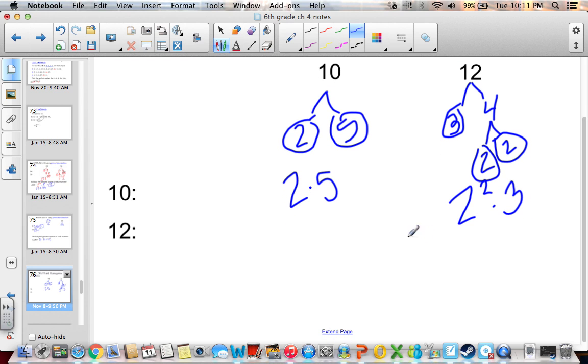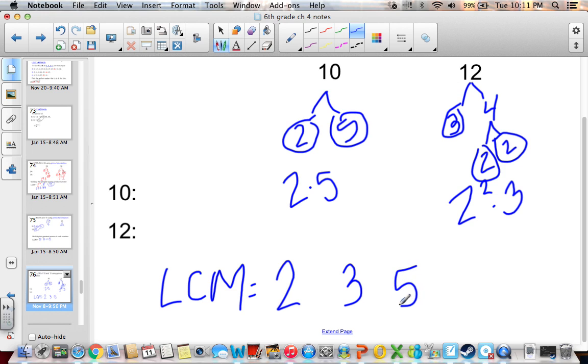So I know my least common multiple is going to have at least a 2 and a 3 and a 5. Now we just have to figure out how many because we pull each one out. So the greatest power between both of my 2's is 2 squared. I only have one 3, so that's the 3 that comes. And I only have one 5, and neither of them have exponents, so that is the one that gets pulled out.